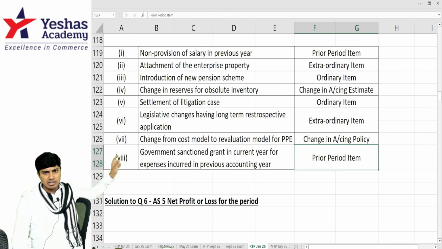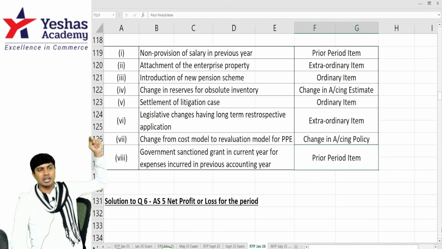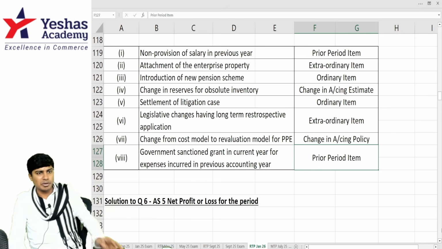I incurred expense last year. Grant was announced last year, but I did not record the grant income last year, but I'm recording it this year. That will become prior period item.